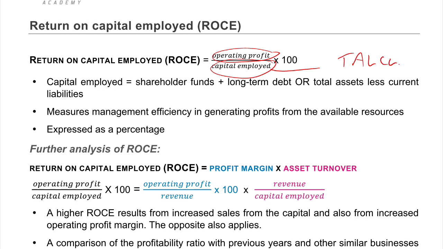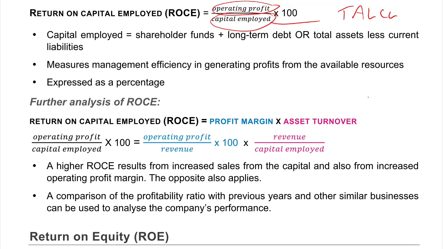And again, generally, higher is better there, because if that's higher, then you're getting more profit per pound employed in the business. That can be broken down into two sub-ratios. If you're looking to explain why it might have moved from one year to the next, let's say it's improved from one year to the next, then why might that be?